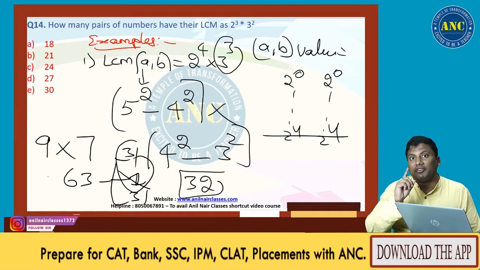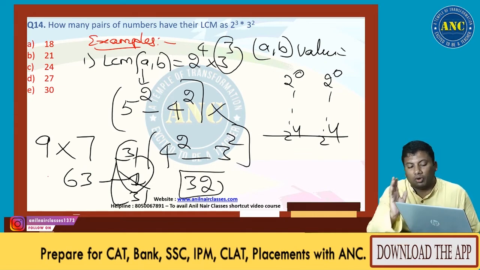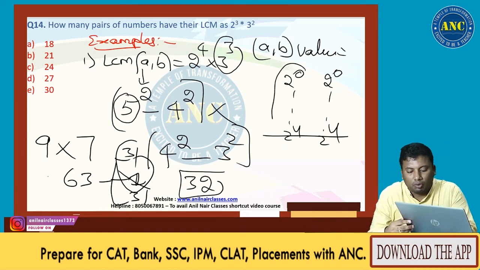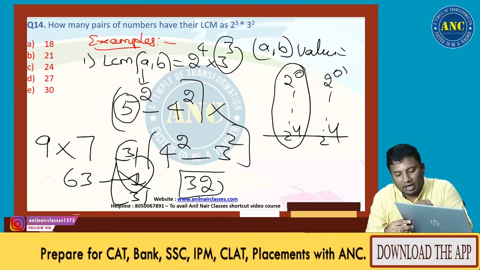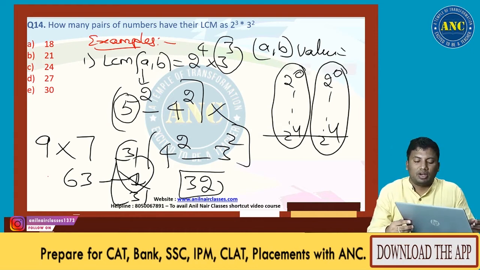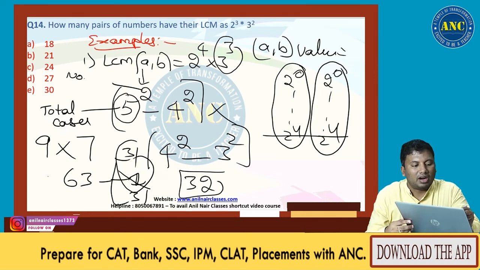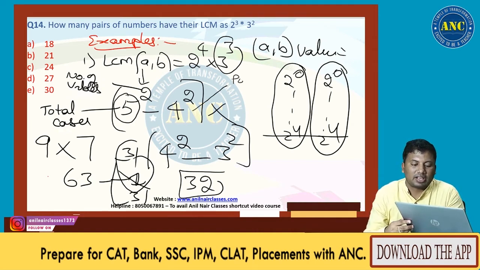Again, I am explaining for the second time. Next problem we will do orally. From where did I get these 5 cases? A is taking from 2 power 0 to 2 power 4. Similarly, B is taking from 2 power 0 to 2 power 4. These are nothing but total cases, the number of variables A can take and B will take. What is 4? 4 means write all the powers except 2 power 4.